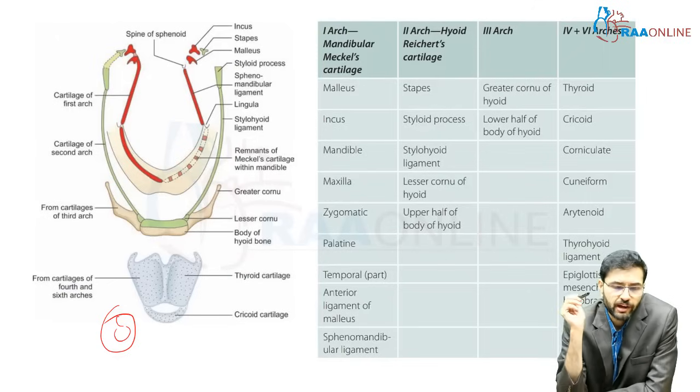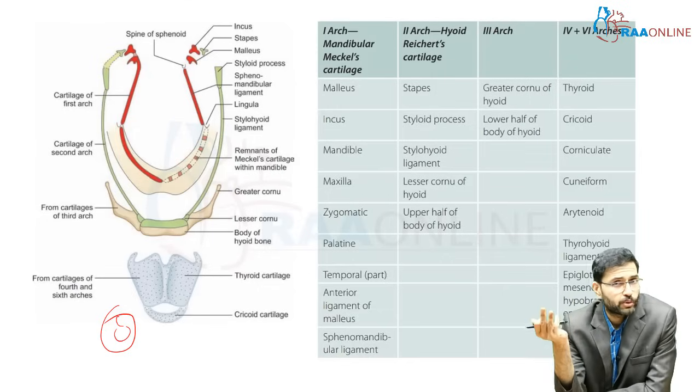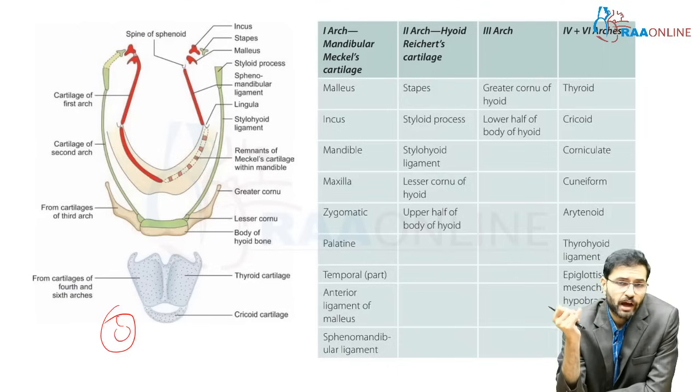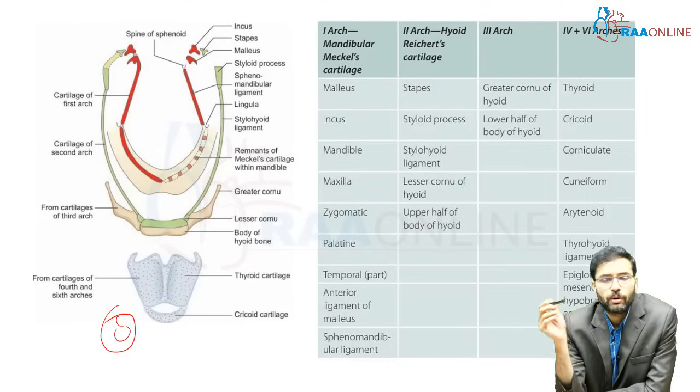So, those are the skeletal derivatives of the second arch. Now, the third, fourth and sixth arches; the fifth one, I told you, disappears. The third arch gives rise to the greater cornua of the hyoid bone and the inferior aspect of the body of the hyoid bone. The fourth and the sixth arches give rise to the cartilages of the larynx.